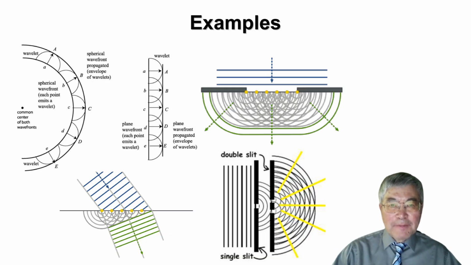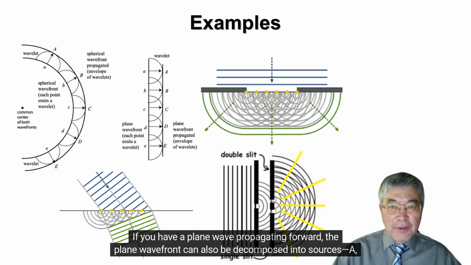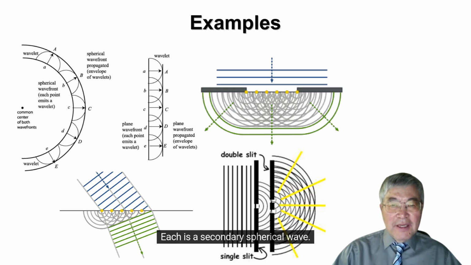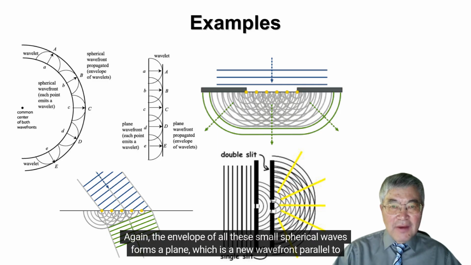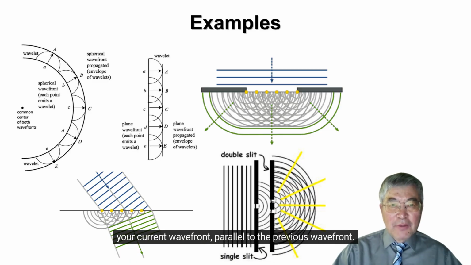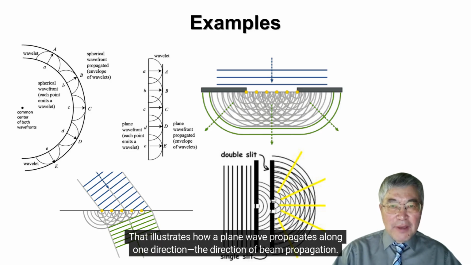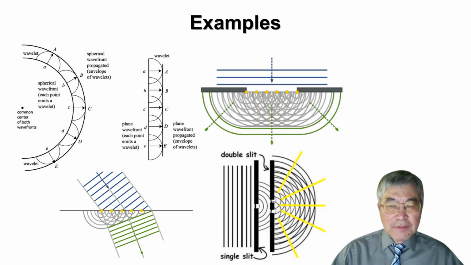That looks right. If you have a plane wave propagating forward, the plane wavefront can also be decomposed into sources A, B, C, D, and so on. Each is a secondary spherical wave. Again, the envelope of all these small spherical waves forms a plane, which is a new wavefront parallel to your current wavefront, parallel to the previous wavefront. That illustrates how a plane wave propagates along one direction, the direction of beam propagation.